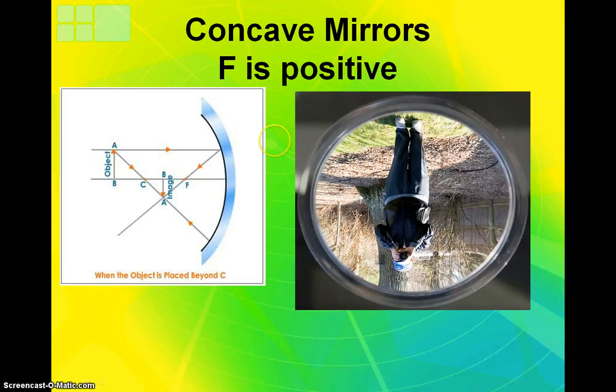Another convention that we have to know is that for a concave mirror, if you're the object over here and you're looking at the mirror, the focal length is over on this side, right? So we treat the focal length as being positive. And in this example, we can actually see the image that is produced. If we put something in front of a concave mirror, you can see an inverted image.